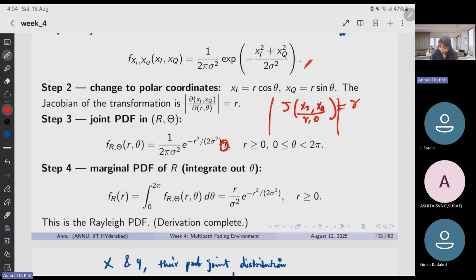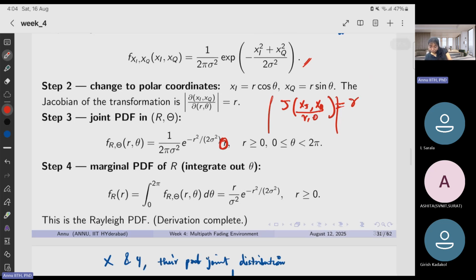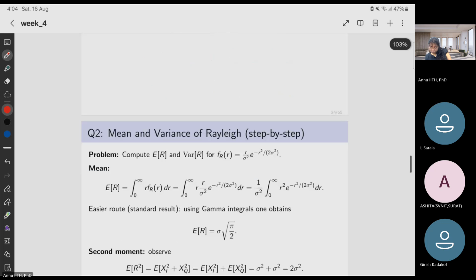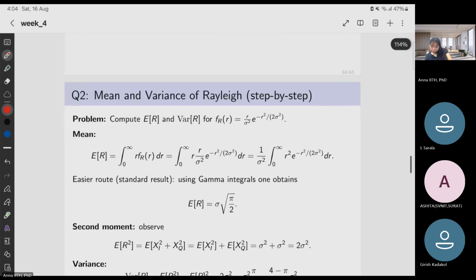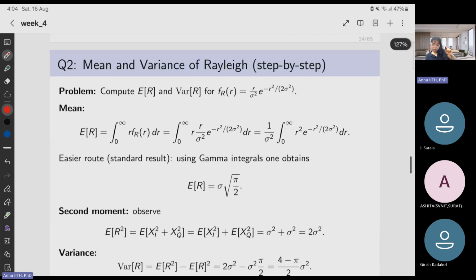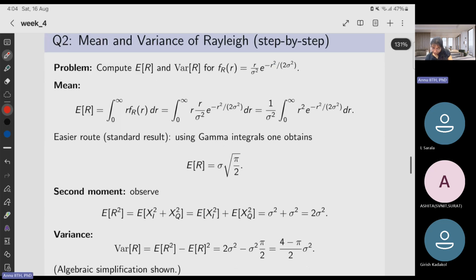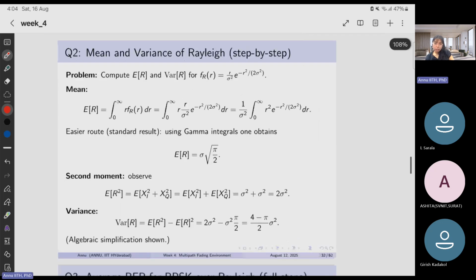The marginal PDF f R of r, if you integrate over theta, is f R of r. Similarly, if you're asked to calculate the mean and variance of Rayleigh, how will you calculate? Mean simply by formula. Variance also by formula. Just take a look at this.